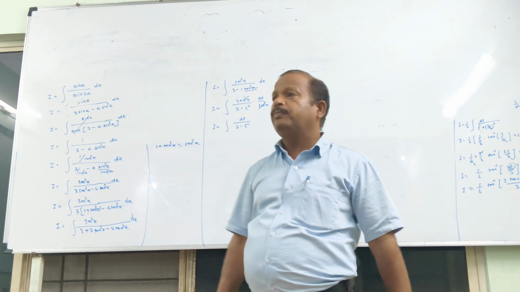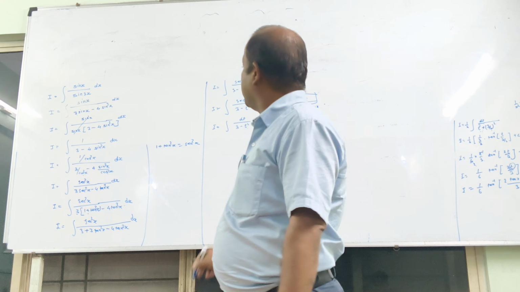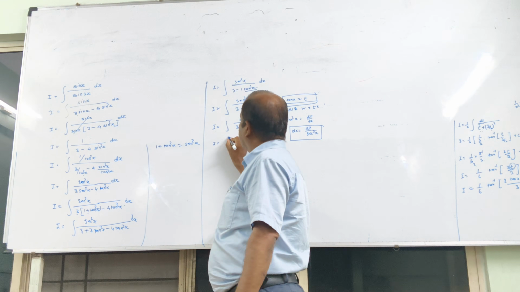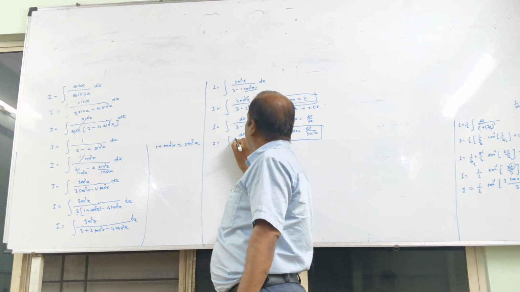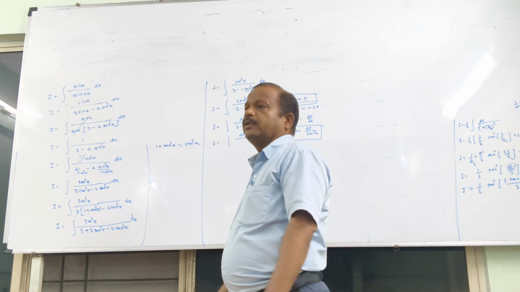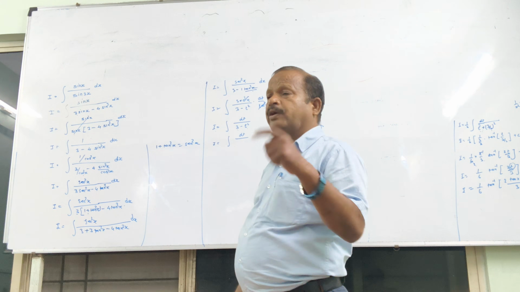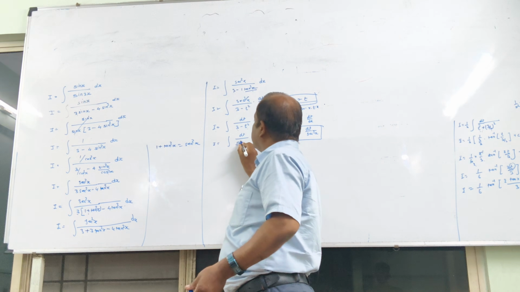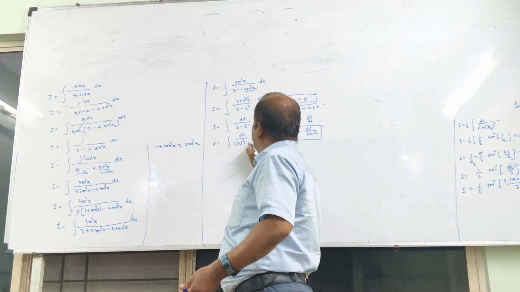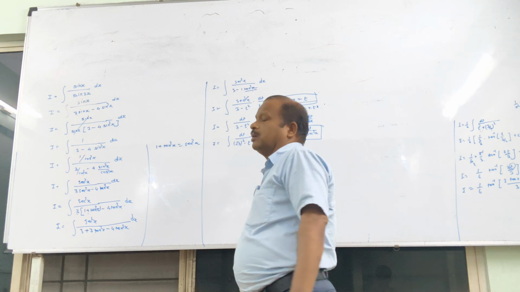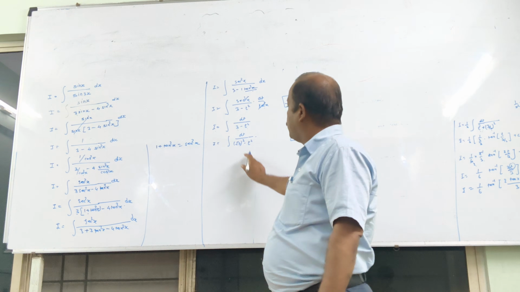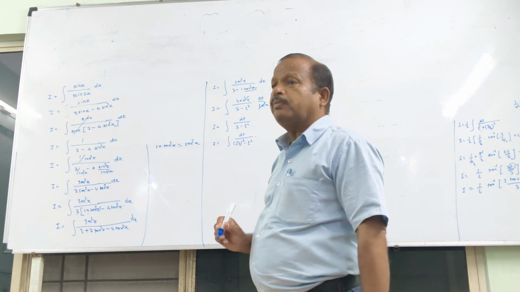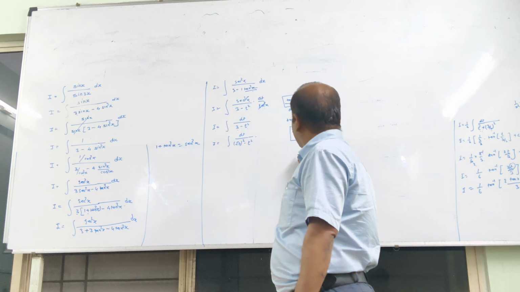This is in the form of which form? We can convert it into the standard form. We can write I equal to integration of dt upon 3. Is 3 the square of any number? No. So it can be written as root 3 square minus t square. And then what is the formula for this case? I equal to integration of dt upon root 3 square minus t square. Which formula can we use?